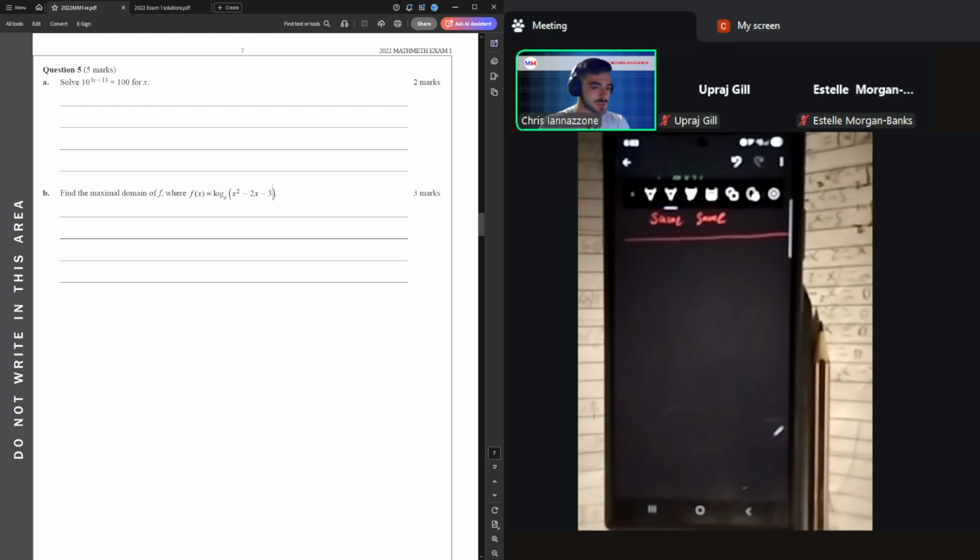So maximal domain of a function. Yeah, I'll let that sit for a bit before I give a hint.